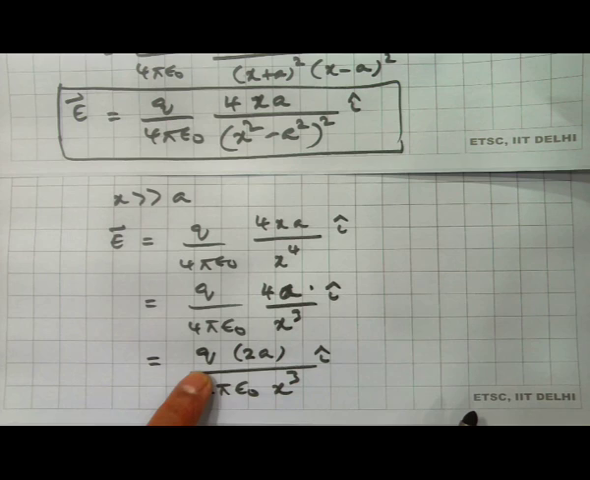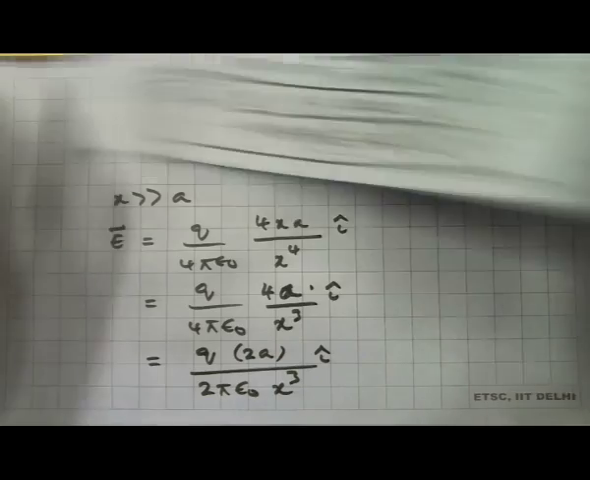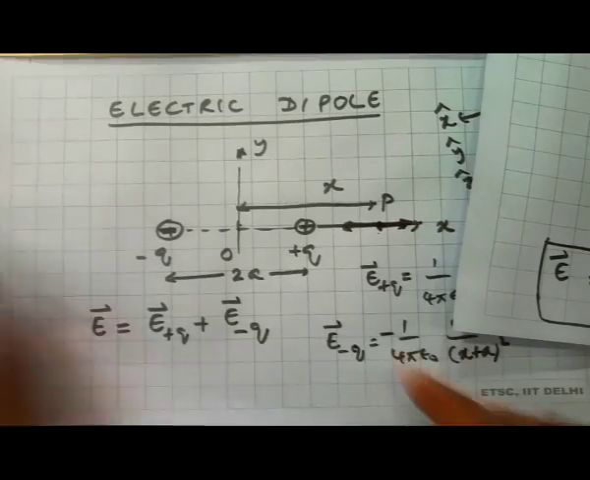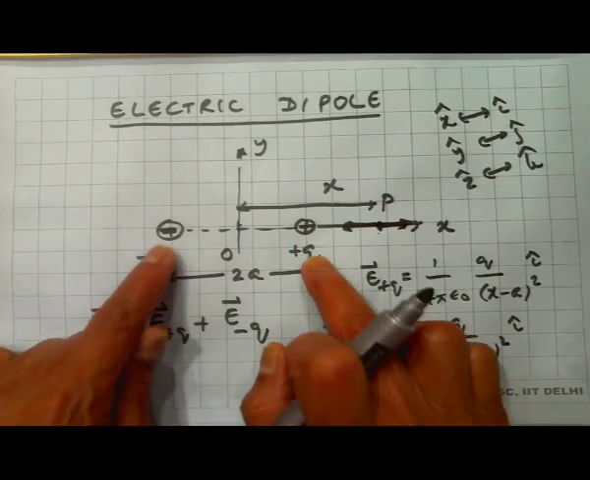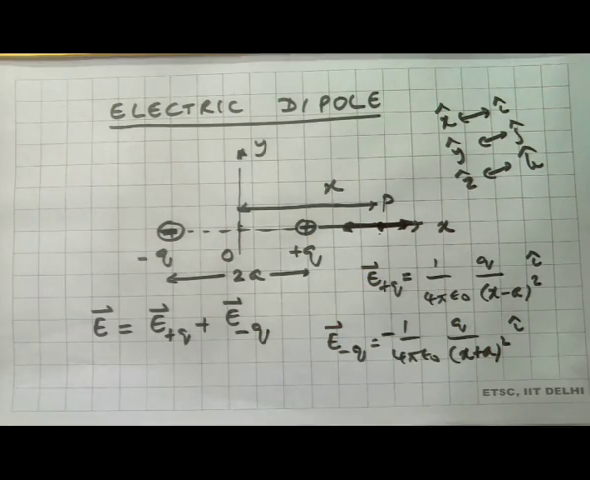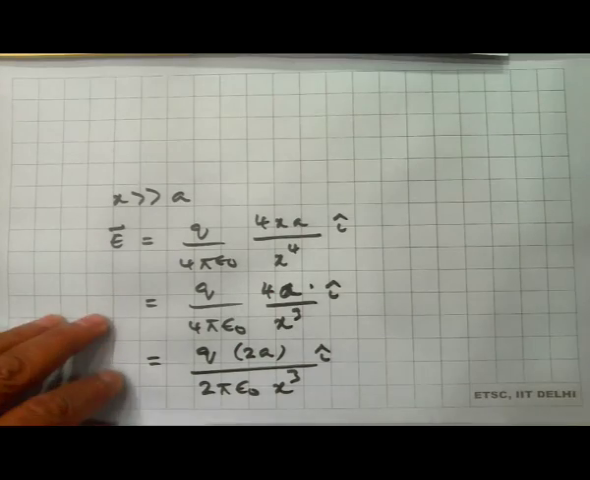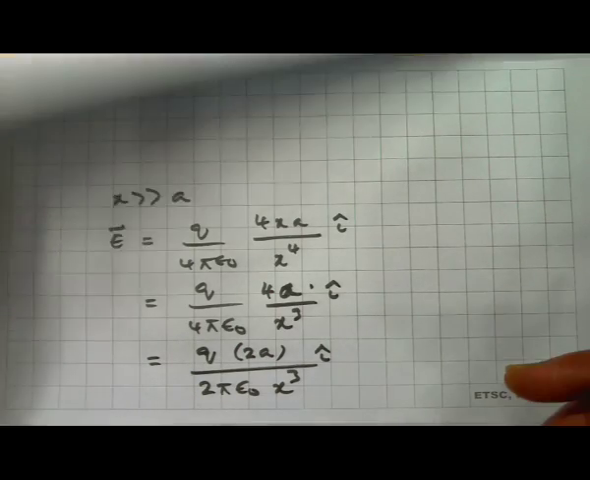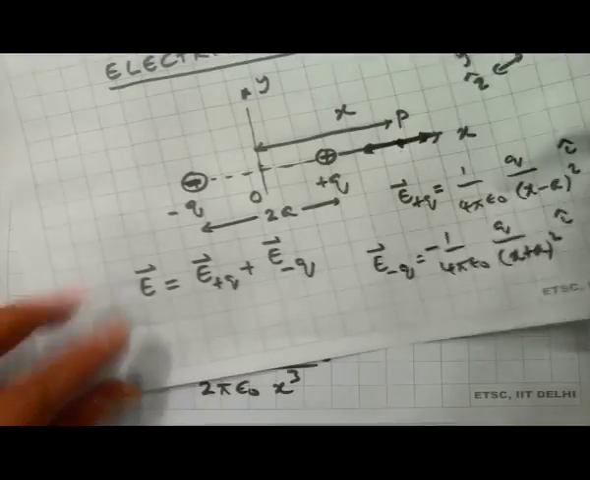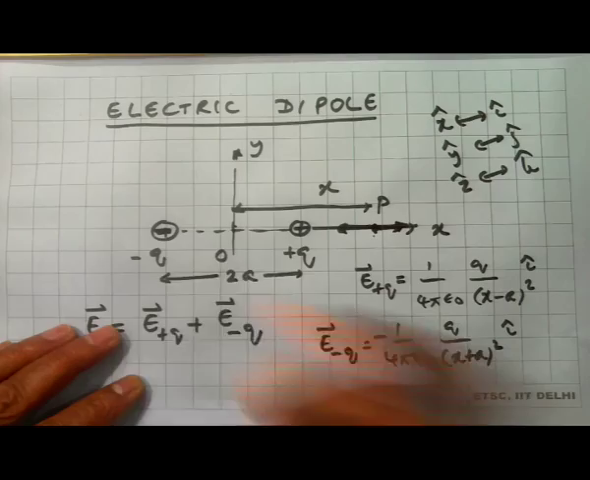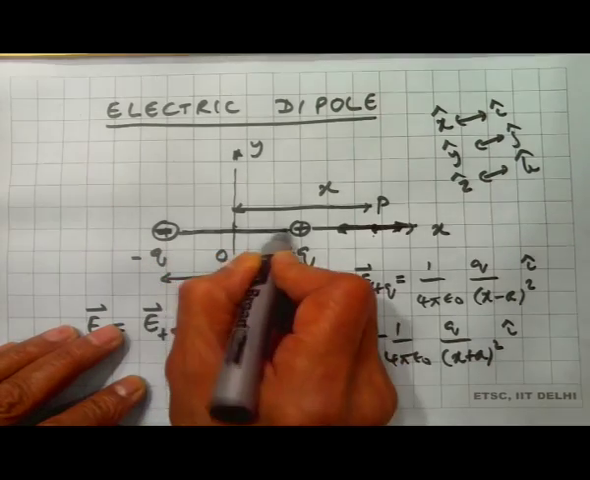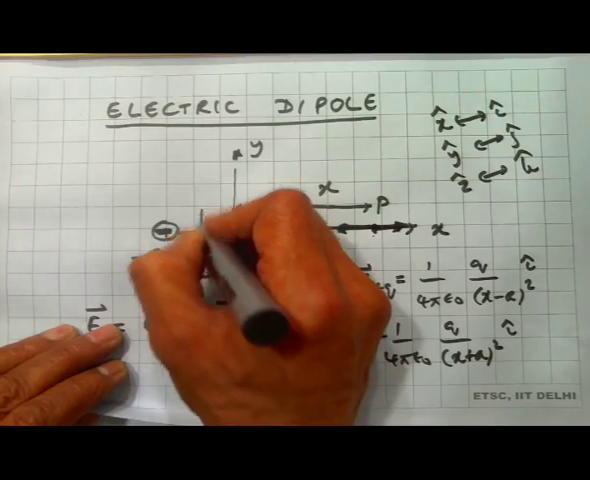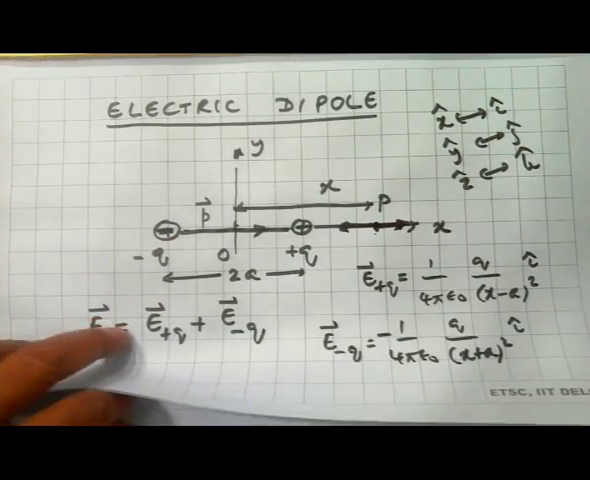Q is the charge plus Q and minus Q, and 2a is the separation between the two charges. As you can see here, this is my geometry here. The charges are plus Q and minus Q. 2a is the separation between the two charges. This particular quantity Q times 2a is given a name. It's called dipole moment, and this dipole moment is a vector. It is written as a vector from the minus charge to the plus charge. So, it is given a small sign here, p vector.